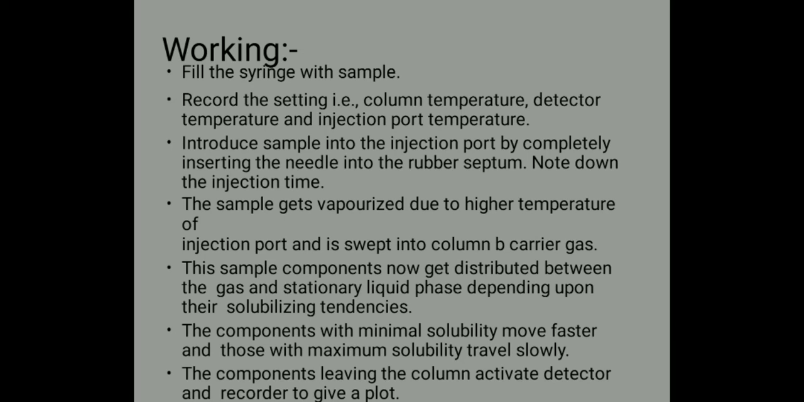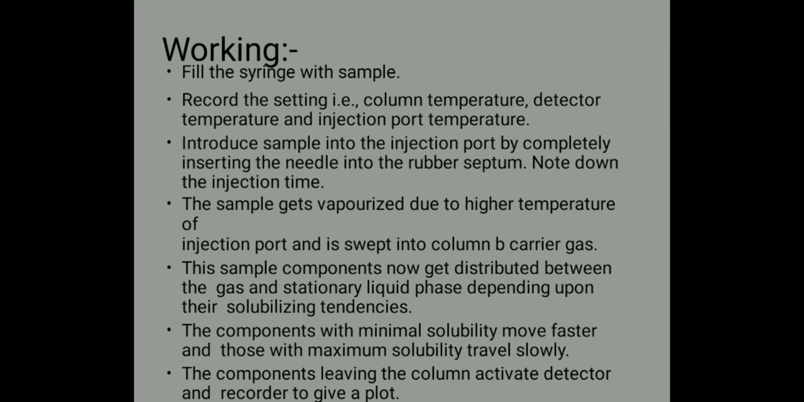Talking about the working, fill the syringe with the sample and record the settings, that is column temperature, detector temperature and injection port temperature. Introduce the sample into the injector port by completely inserting the needle into the rubber septum. Note down the injection time. The sample gets vaporized due to the high temperature of the injection port and is swept into the column by the carrier gas.